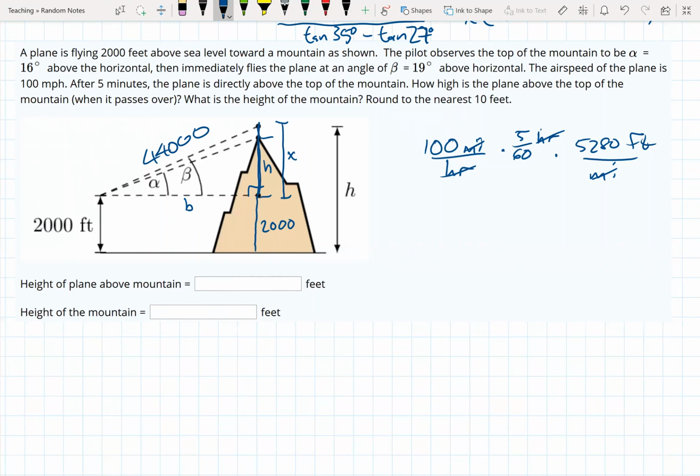So for b, the best way to find it directly is cosine, because it's the adjacent side of the beta triangle over the hypotenuse. So if I say cosine beta, and beta in this case is 19 degrees, that's equal to b over 44,000. So then b is just 44,000 times cosine of 19 degrees.